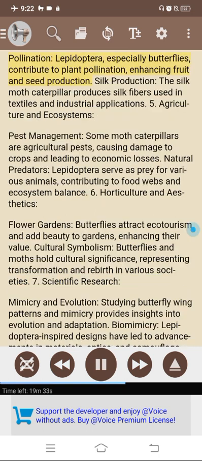4. Economic importance. Pollination. Lepidoptera, especially butterflies, contribute to plant pollination, enhancing fruit and seed production. Silk production. The silk moth caterpillar produces silk fibers used in textiles and industrial applications. 5. Agriculture and ecosystems. Pest management.